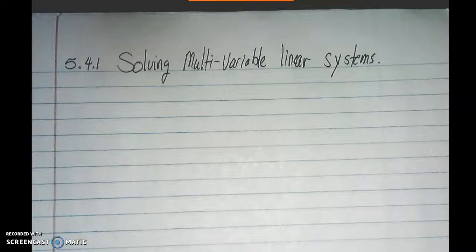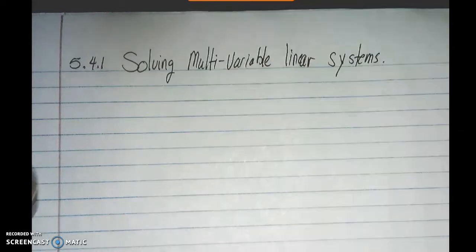All right, so when we're talking about solving multiple variable linear systems, what that means is that you can have more than just an x and a y, okay? If we get more than x, y, z, then it's no longer a linear system. So it's just solving multivariable systems, all right?